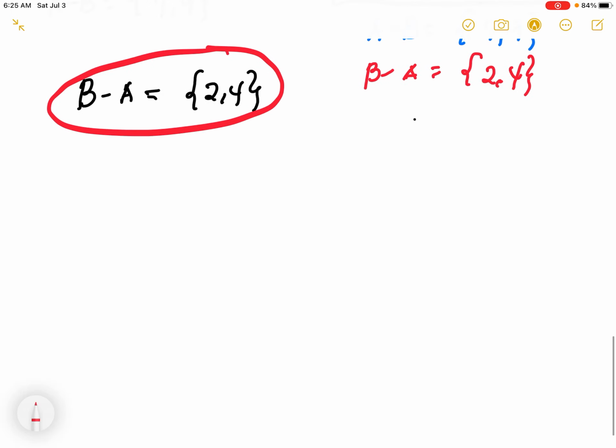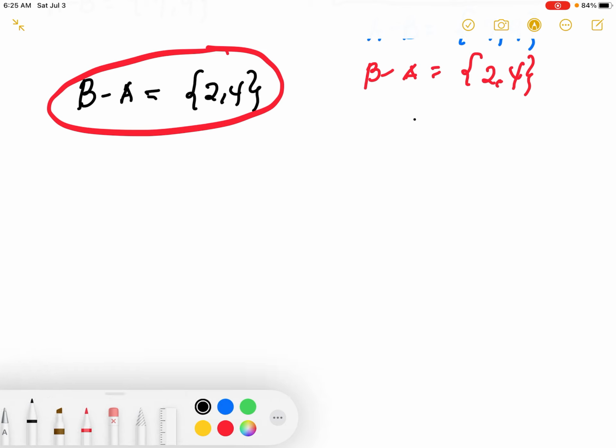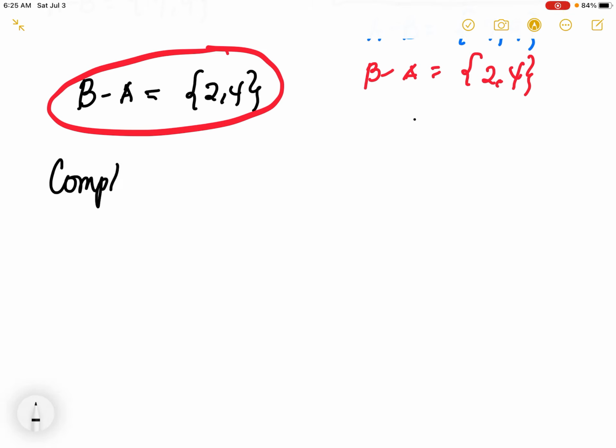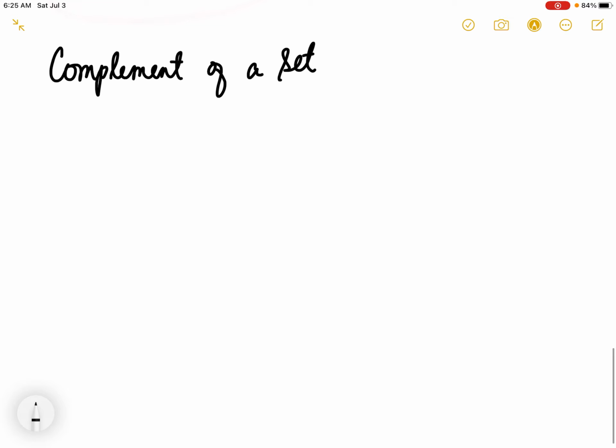Next, we have the complement of a set. It is the set that contains all the elements in the universal set that are not in set A. The complement of set A is denoted by A prime or A complement. And the other books or the other authors use this symbol for A complement.